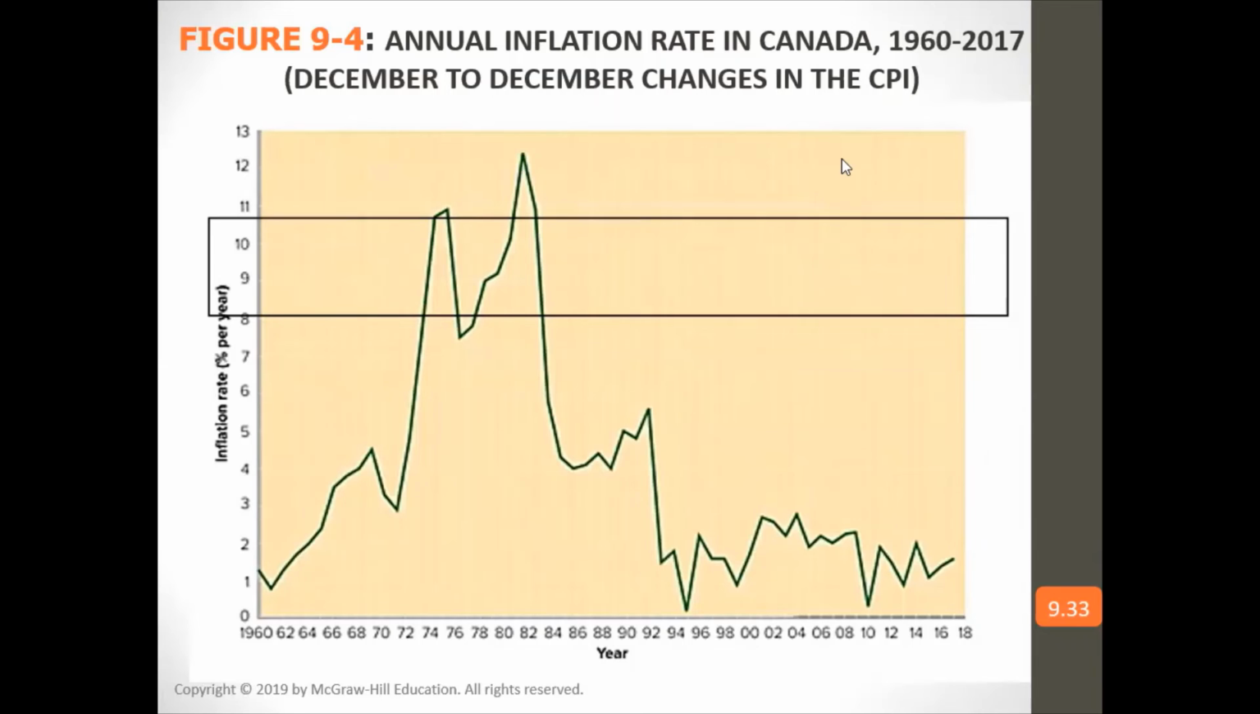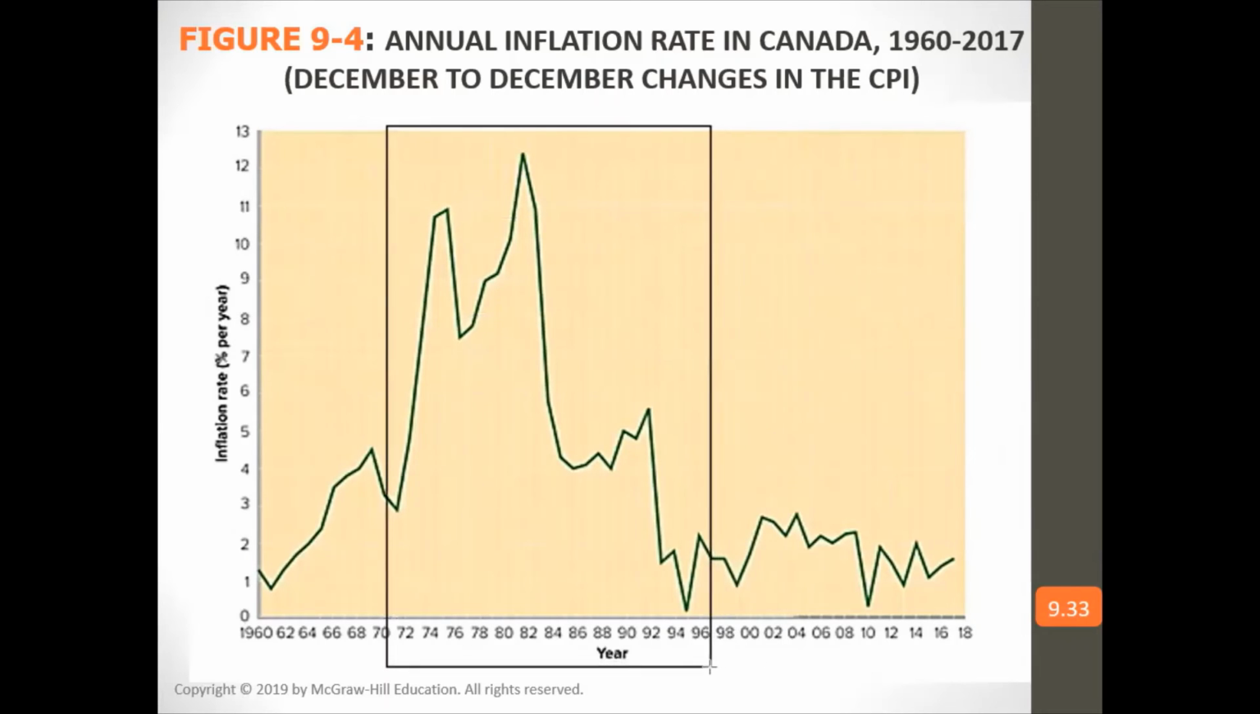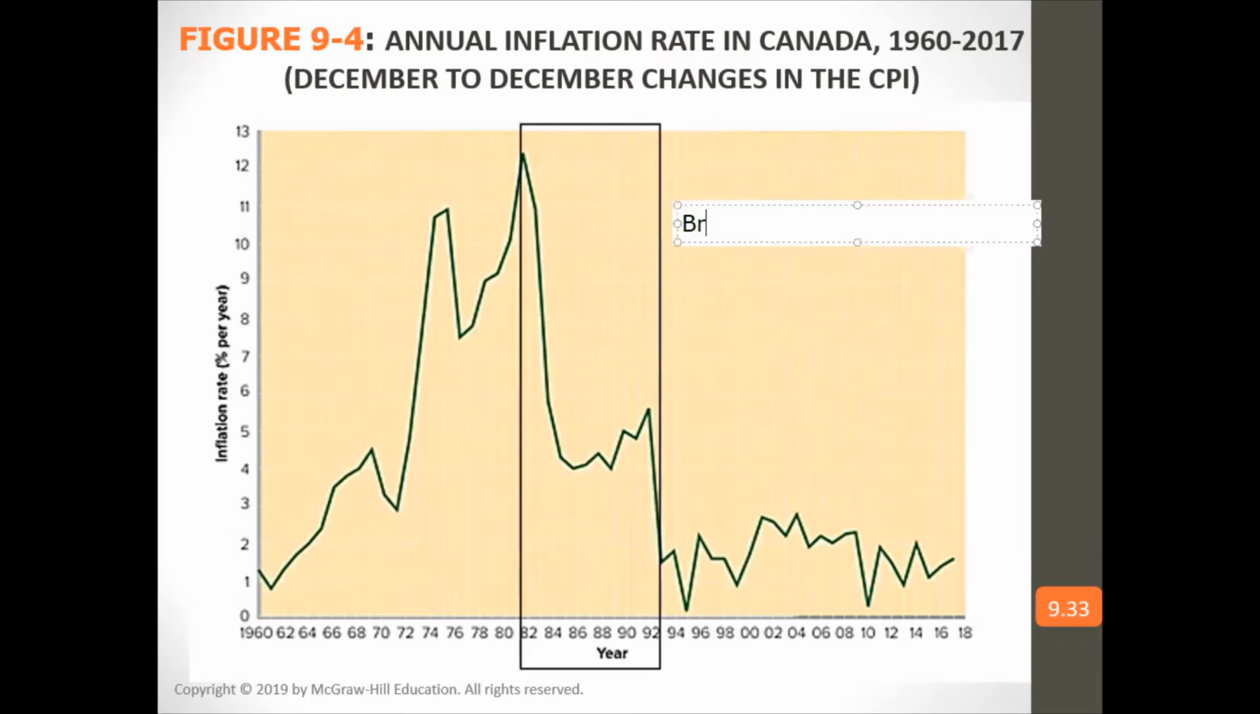Let me show you what happened here. Inflation used to be really high. It used to be around here. So what happened was, it used to be very high, but then Brian Mulroney came into office as prime minister, around, like, this was his reign as prime minister, about this.